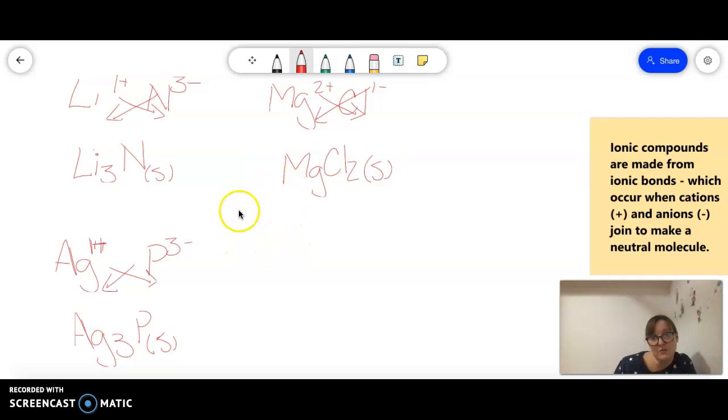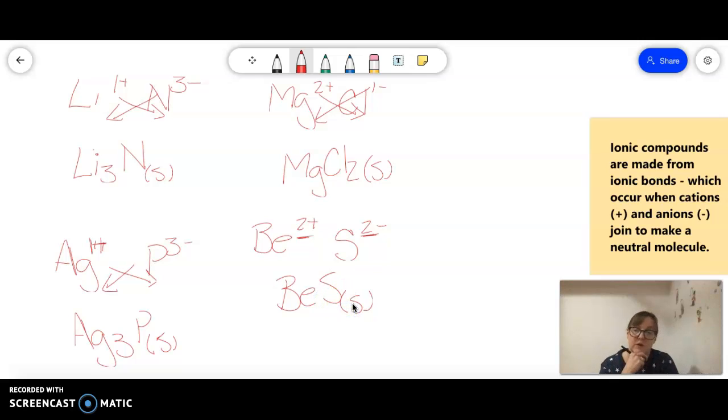And one last one, let's do beryllium and sulfide. So here's the tricky one where they already match, so then you just put them together. BeS, solid.